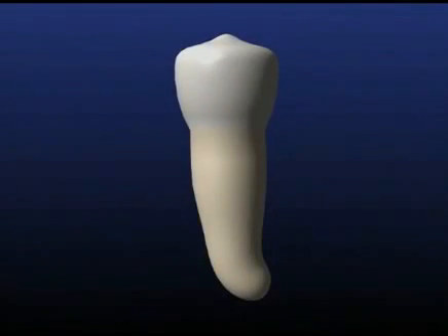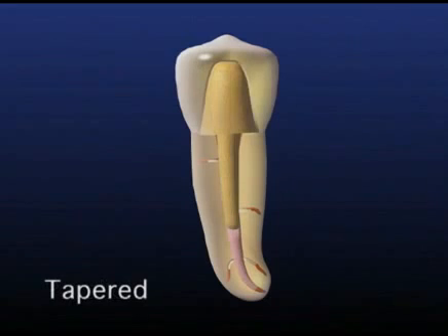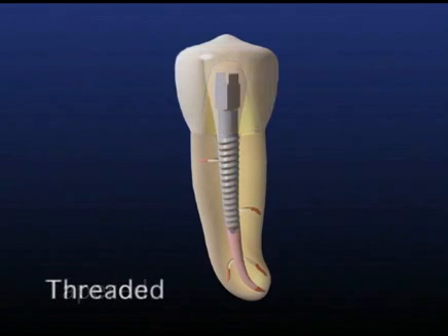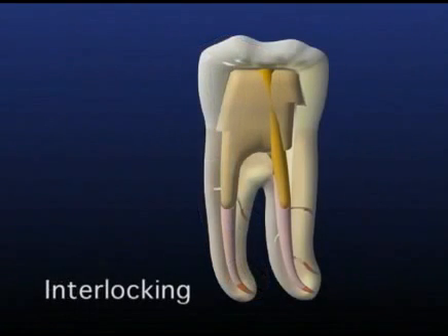In general, posts can be cataloged into parallel versus tapered, like a cast gold post; non-active versus active, like a threaded post; metallic versus non-metallic, like a fiber post. Additionally, certain fractured teeth are restored using interlocking post systems. Let's look at some of these clinical cases exhibiting these post types.